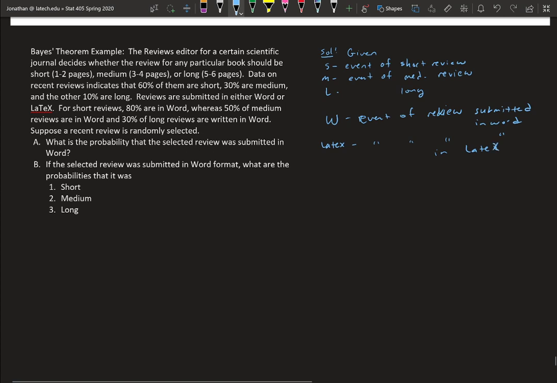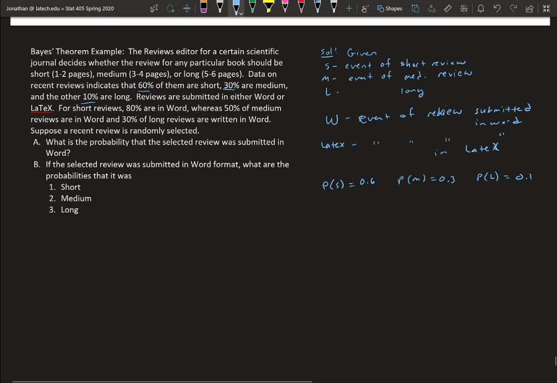So what are we given as far as these percentages? It says data on the recent reviews indicates that 60% of them are short. So probability of short is 0.6. Probability of medium is 0.3. So that's right here, 30% are medium. And then probability of long, that's 10%, so 0.1. So we've got probability of short is 0.6, probability of medium is 0.3, probability of long is 0.1.